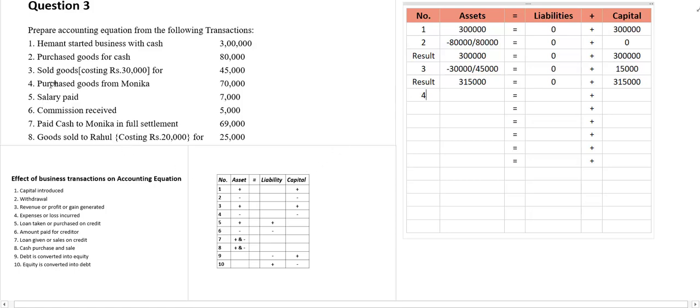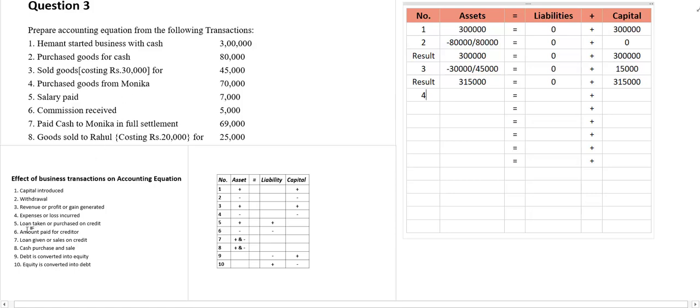Point number 4, purchase goods from Monica. The terms cash paid and received are not mentioned, so it means we purchase these goods on credit basis. Friends, I told you that you need to understand whether it's a cash transaction or a credit transaction. Purchase goods from Monica is a credit transaction. It means you purchase something on credit basis.